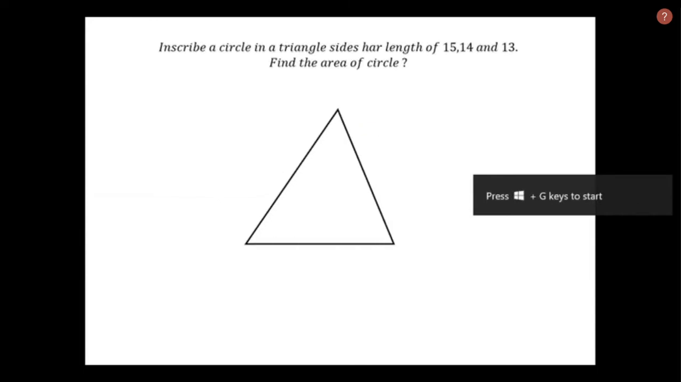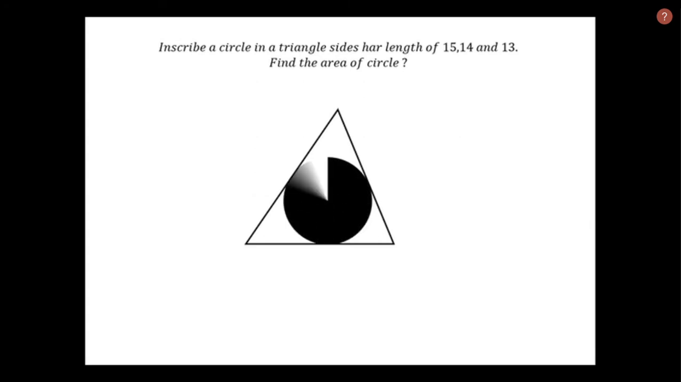Hi everybody, inscribe a circle in a triangle tangent to all three sides of the triangle, and the sides are 13, 14, 15 respectively as you see in the figure here. The problem is to find the area of the circle. Please give your trial to this question and keep watching for the solution.